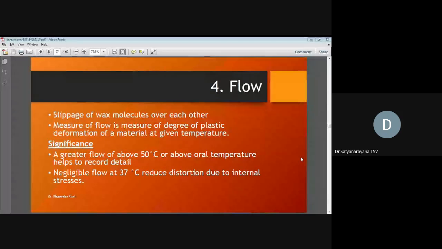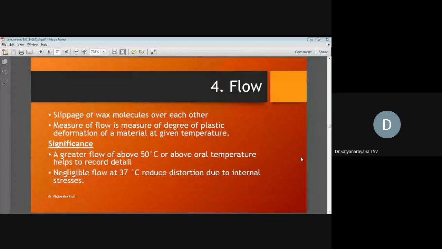Next comes your flow. Flow is a measure of the degree of plastic deformation of a material at a given temperature. That is, a plastic deformation of a material is called your flow. A greater flow is seen above 50 degrees centigrade, or above 36 degrees centigrade, due to internal stresses. This is the significance of your flow.